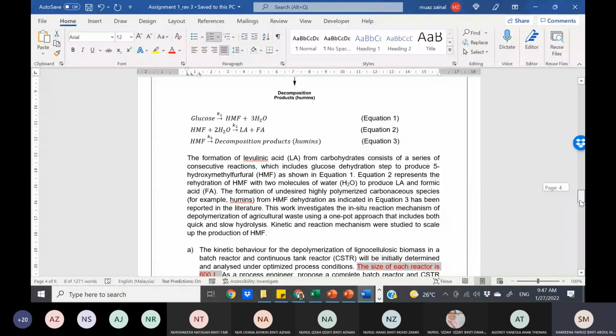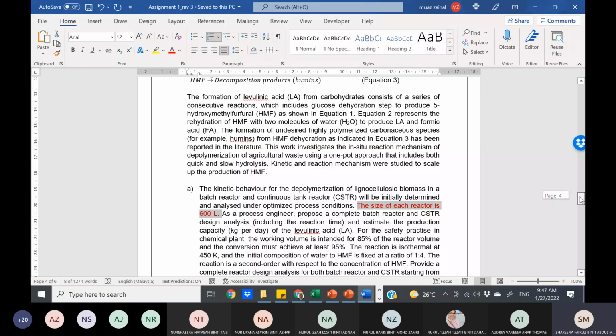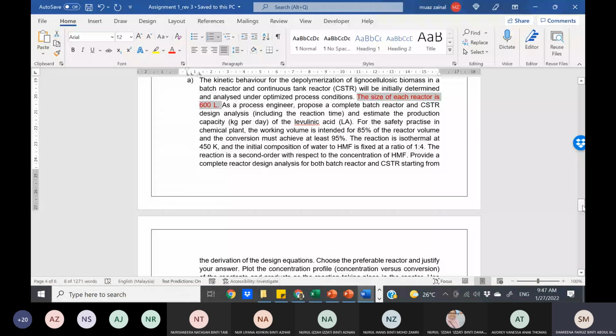Sebab I tak perasan, tak ada untuk revision yang I nak bagi kat you, tak ada perkataan ni, the size of each reactor is 600 liter. I forgot to put it. So this one, semua orang assignment 1 punya markah lah nanti. Okay, so I nak buat benda ni sebab ni kita boleh buat revision juga sebenarnya.